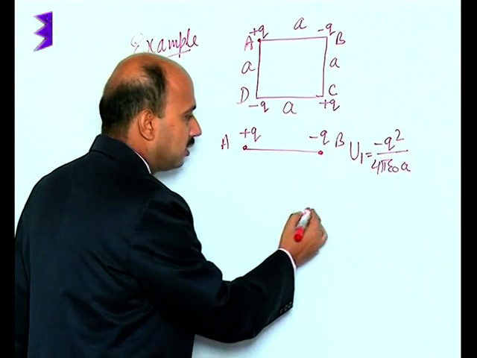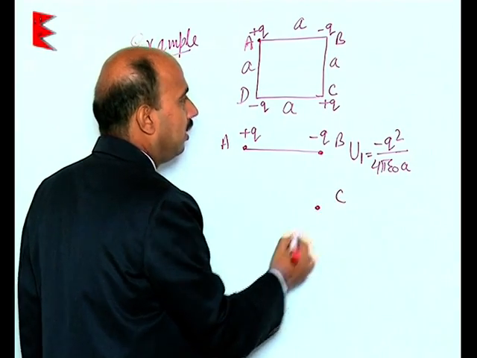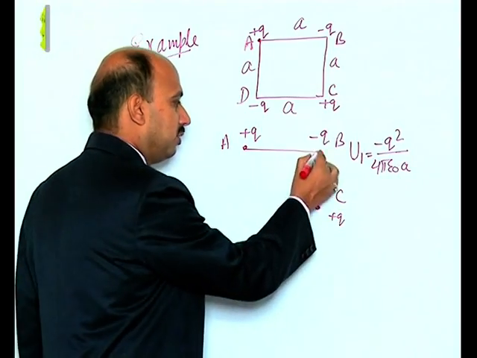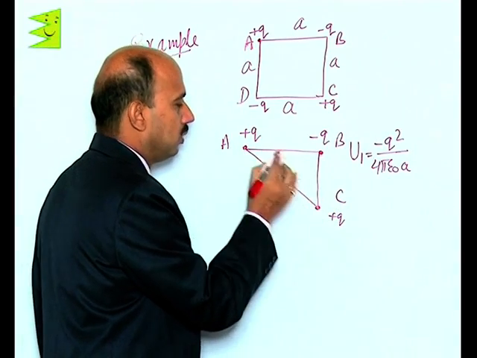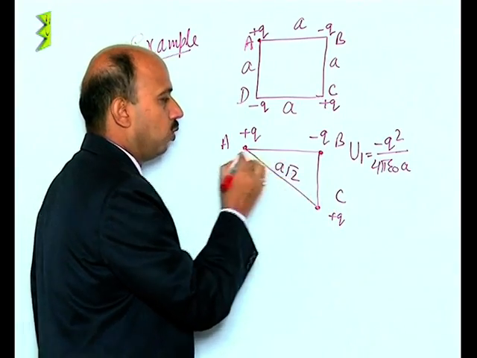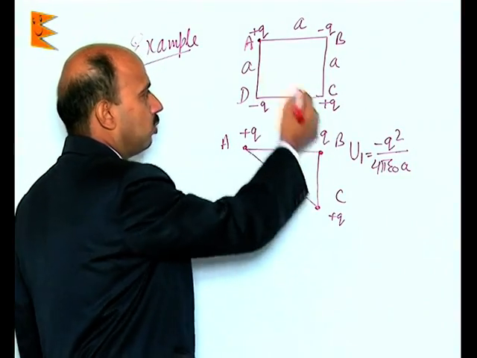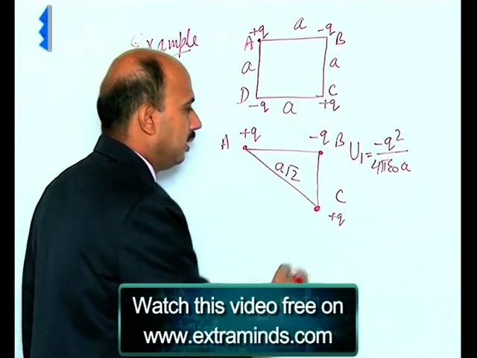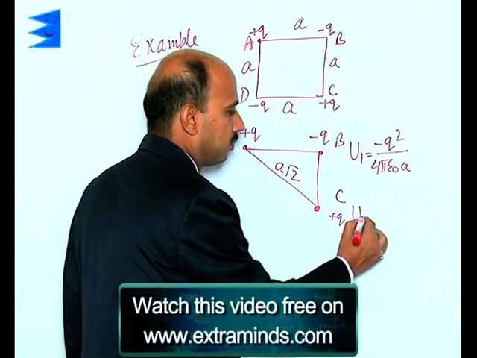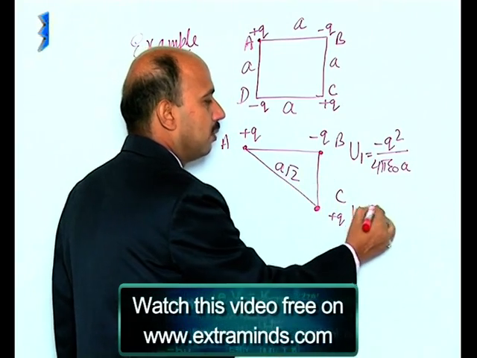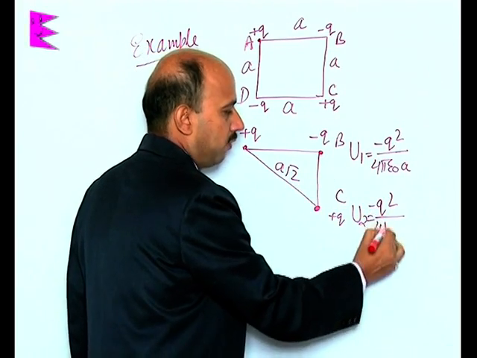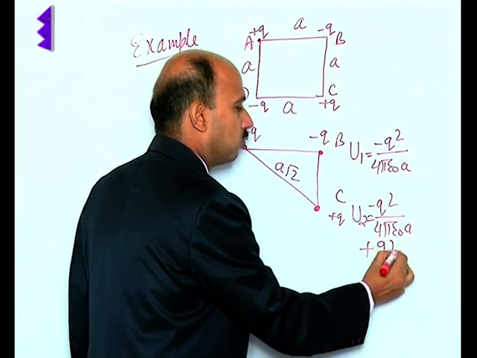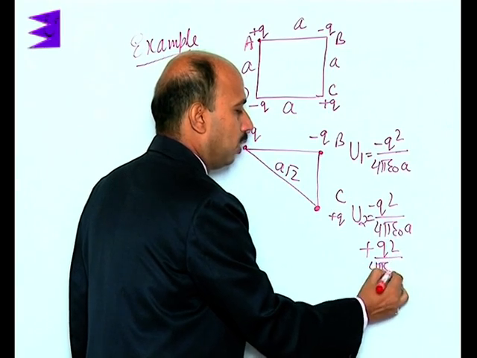Now, the third charge is brought here at the point C and the charge is plus q. Then it has potential energy due to this and potential energy due to this, and this distance is A root 2 because these sides are A. So, the diagonal is A root 2. So, the potential energy of this charge can be written U2 is equal to, due to this charge, minus q square upon 4 pi epsilon naught A, plus due to this charge, q square upon 4 pi epsilon naught A root 2.